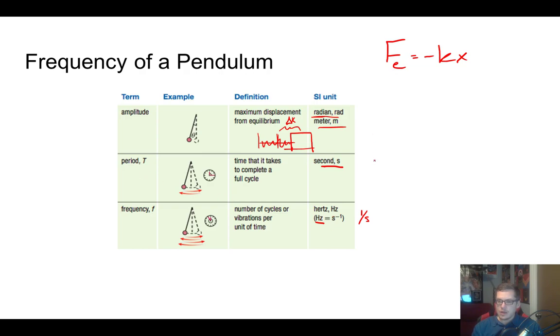So really, our period is equal to the inverse of our frequency. Because if we turn our frequency upside down, then our seconds are back on top, and we get our period.